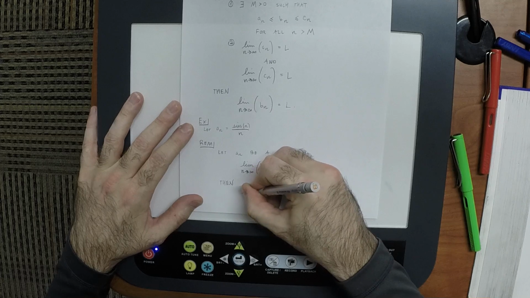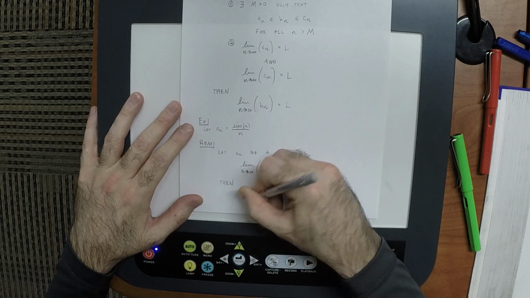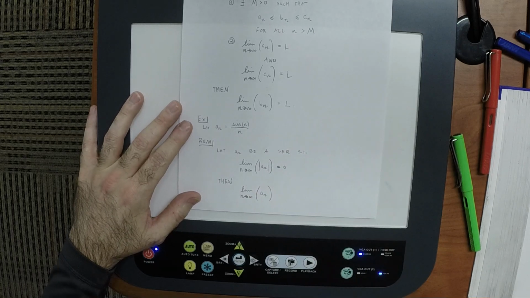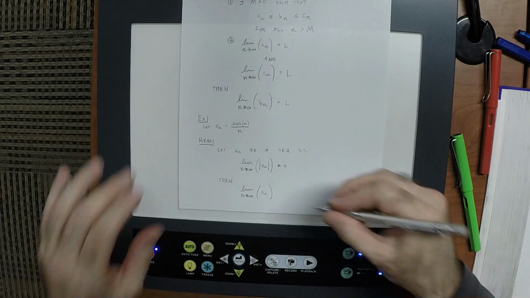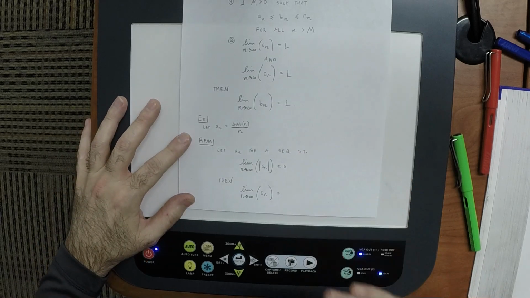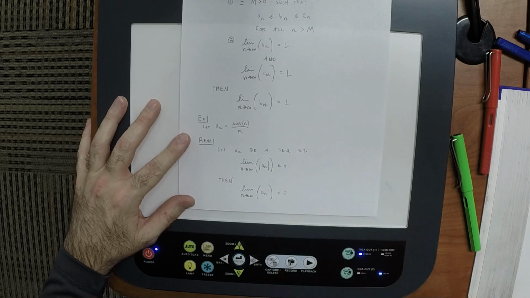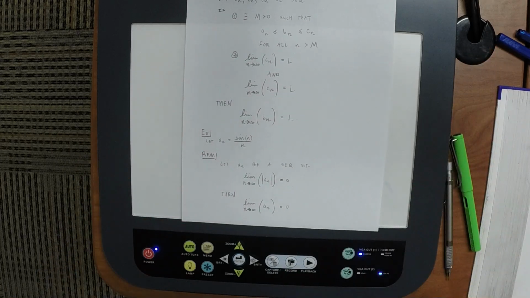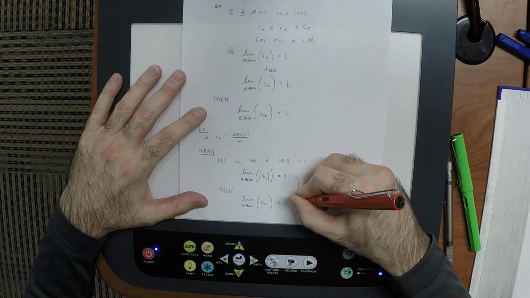Then the limit as n goes to infinity of just the regular sequence is what? It's going to be 0, right? So the reason for this is sort of cute. It's an immediate consequence of, what am I trying to say, of the squeeze theorem.